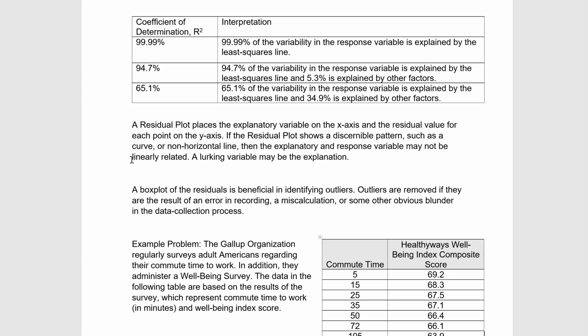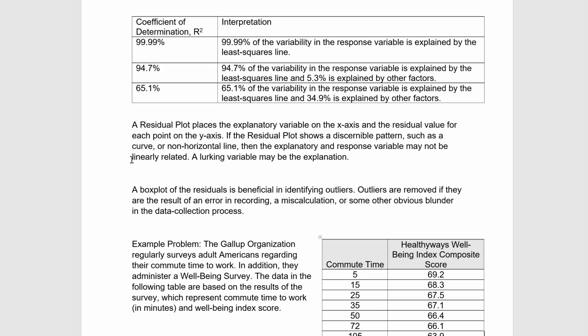A residual plot places the explanatory variable on the x-axis and the residual value for each point on the y-axis. If the residual plot shows a discernible pattern such as a curve or non-horizontal line, then the explanatory and response variables may not be linearly related. A lurking variable may be the explanation.